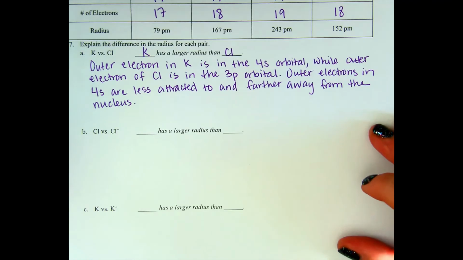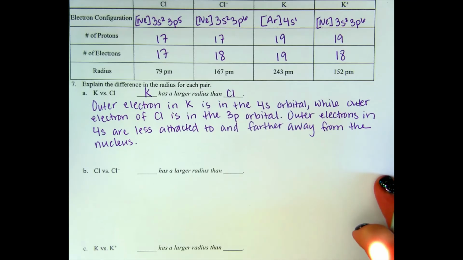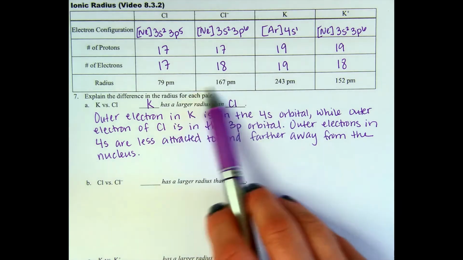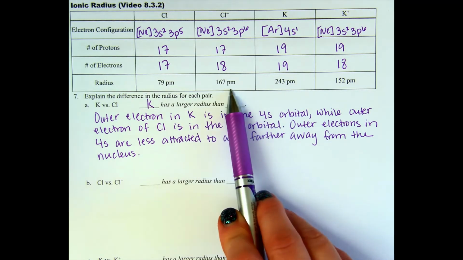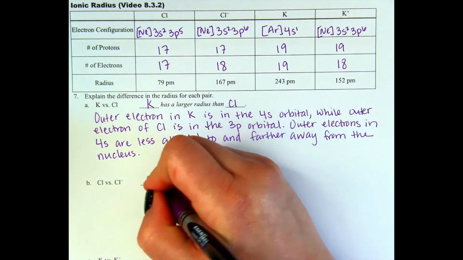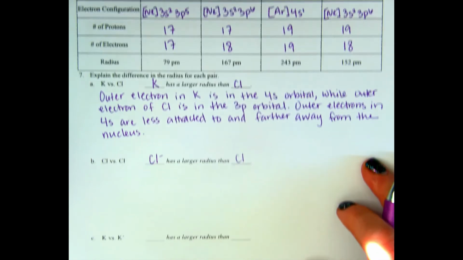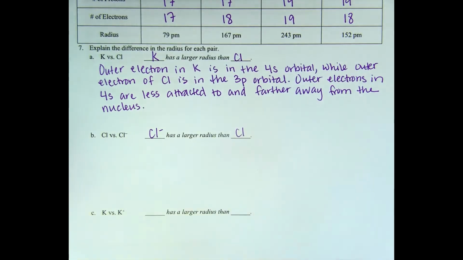So now let's start comparing ions. So now we have chlorine versus chloride. Well, which one's bigger? Let's go ahead and take a look. So chloride, turns out, is a whole lot bigger than chlorine. So chloride, so Cl minus, has a larger radius than chlorine. Why? So please pause the video, think about this, and come back.